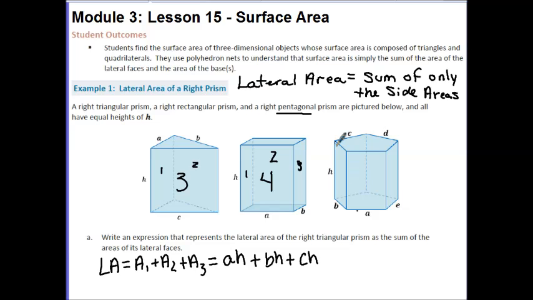So when labeling this figure, we have face 1, which is this one right here. Face 2, which is this one back here. Face 3, which is this one back here. Face 4, which is this one on the side. And face 5, which is the entire front side here. So my approach here is to find the area of each one of these sides and add them all together.